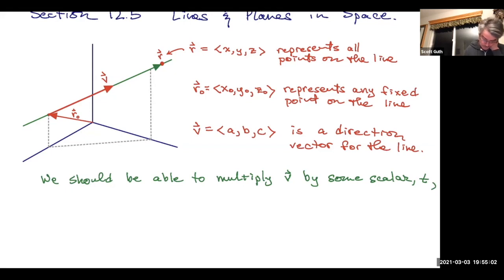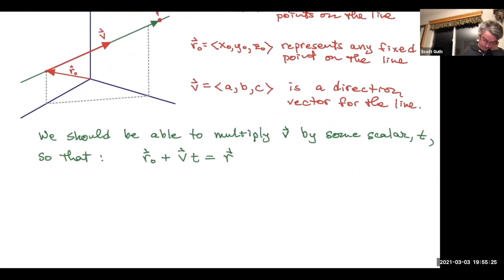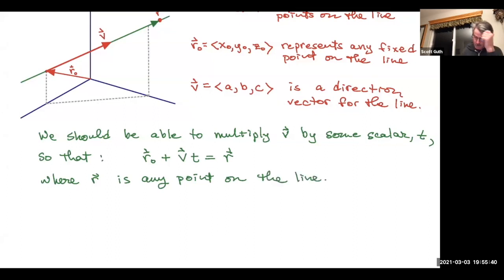So that if you do R naught plus V times t is equal to R, where R is any point on the line. So as t varies, this equation represents all points on the line.